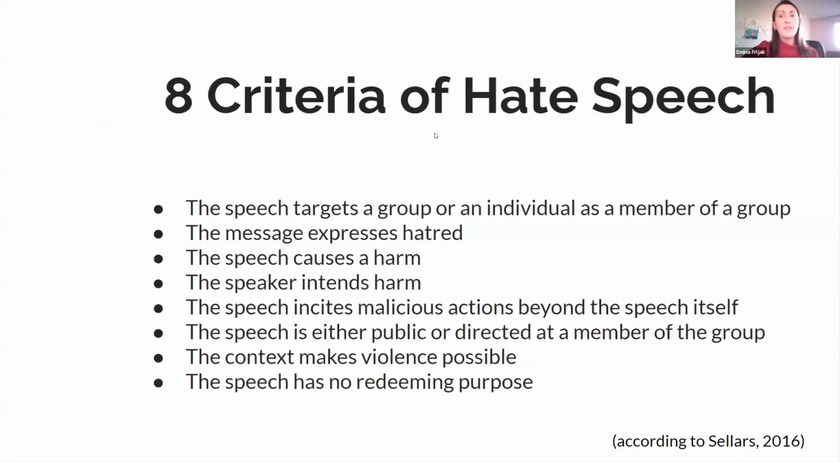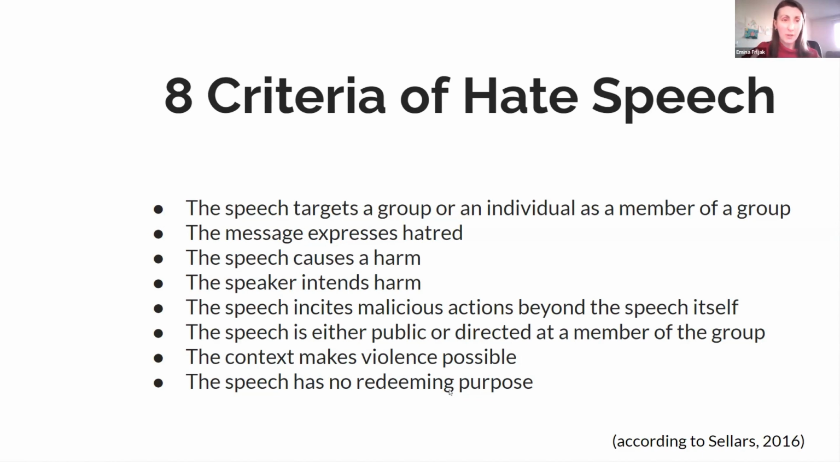So I'm giving you very shortly eight criteria of hate speech, but this is not something I'm advising you to have as a list when you see something. It was compiled by this author, Sellars, and I told you about his 33-page paper on defining hate speech. He literally compiled this from different hate speech definitions. So if we want to understand hate speech, we need to understand that it targets a group or an individual as a member of the group. Most of the definitions have this.